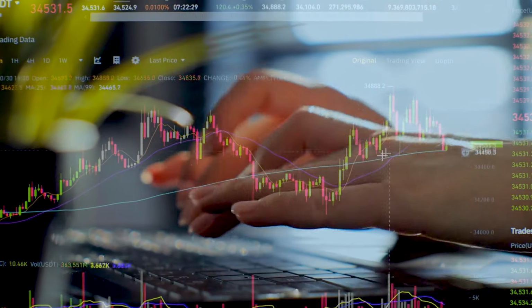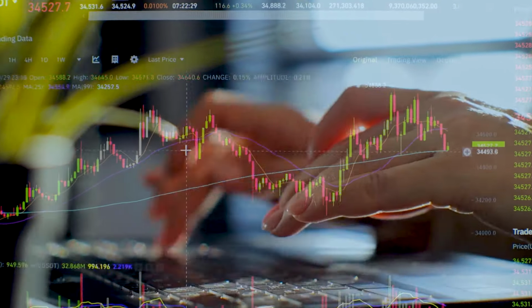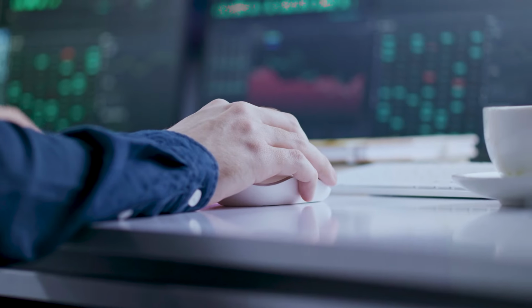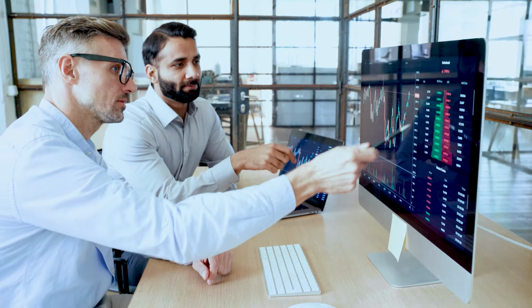This way, you don't have to worry about hitting the perfect time to invest. Instead, you're building your cryptocurrency portfolio slowly, over time, with less stress about market fluctuations. But why use dollar cost averaging anyway? The great thing about DCA is that it removes the pressure of trying to predict market changes. Whether the market is going up or down, you can keep investing the same amount.